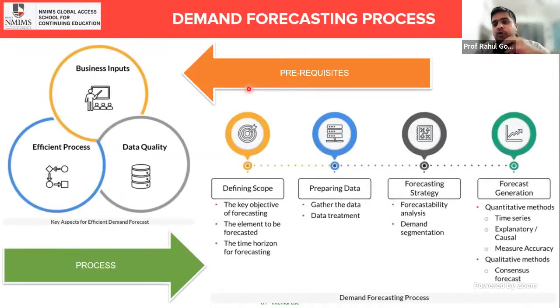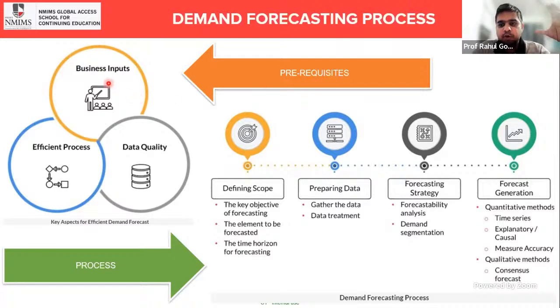Okay, so when we talk about a demand forecasting process, what all do we require to create a good forecast? And when I say good forecast, I mean a forecast that can be trusted, a forecast that is highly accurate, a forecast that is generated at the right level of granularity, a forecast that can be explained to sales, marketing, and other stakeholders, right? And a forecast which has accounted for all the drivers, all the factors which influence demand, right? So when you talk about generating a forecast, there are certain prerequisites.